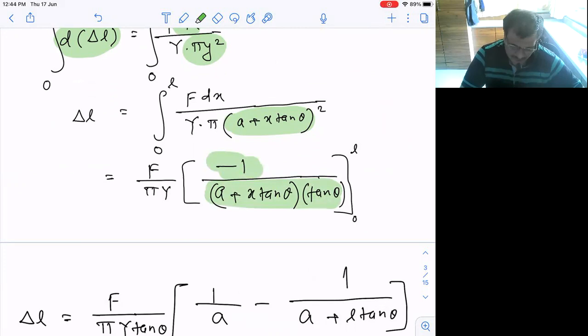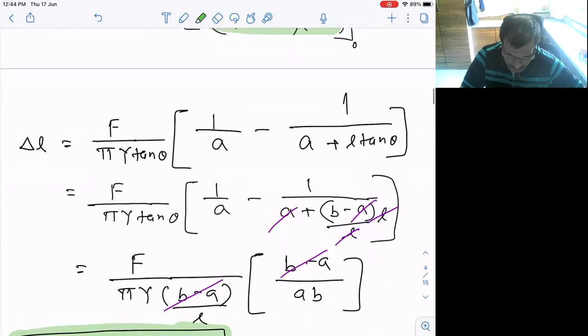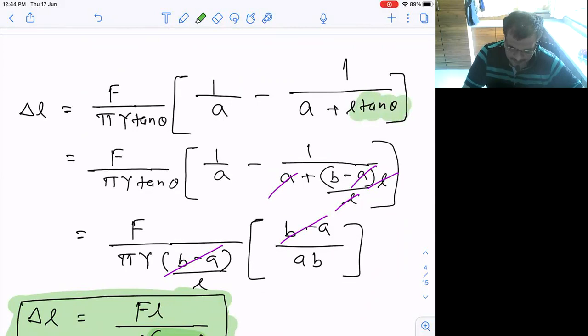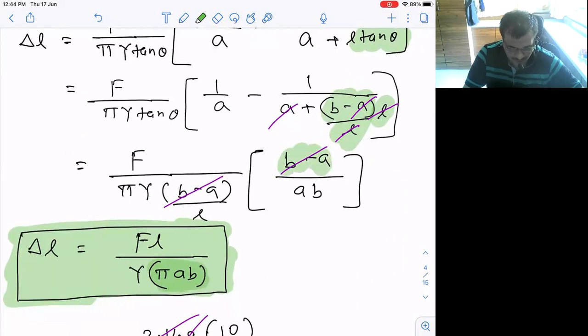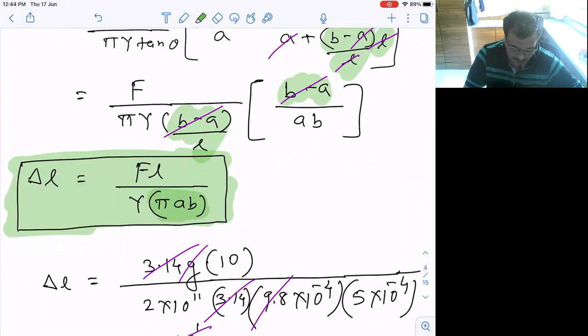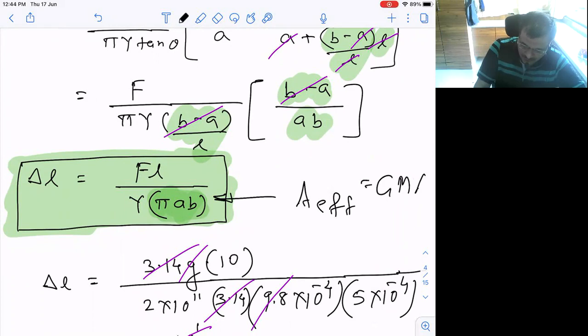I have done integration here, friends, and I have substituted the values. देखिए मैंने यहाँ पे values substitute किए बेटा. Tan theta is equal to b minus a by L. अगर हम लोग यहाँ पे ये substitute करते हैं, तो ये b minus a ऊपर आएगा. यहाँ पे भी मैंने tan theta का substitution किया है, and you will get, friends, pi into ab. So in this way, there is a proof of this, that the effective area in this case would be GMA, geometric mean area.